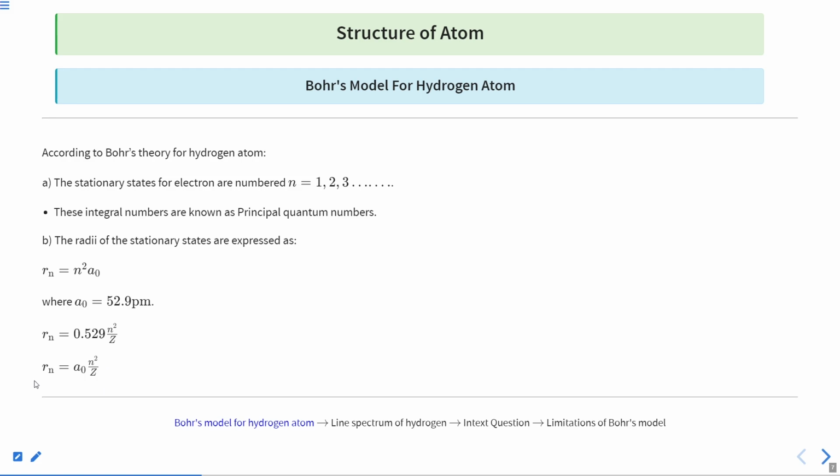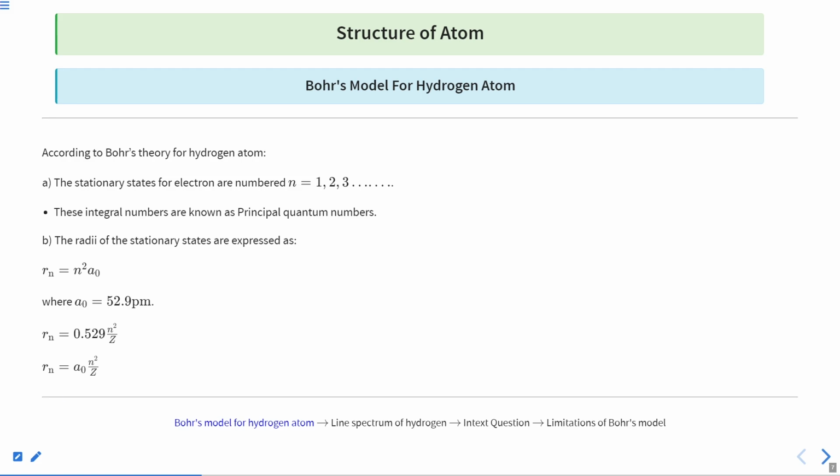Suppose we are calculating it for the first shell, the first energy state of lithium. So n is equal to 1. For lithium, z is equal to 3. So 1 by 3 into 0.529 will be the radius of the first stationary state of the Li2 plus species. Is it clear?